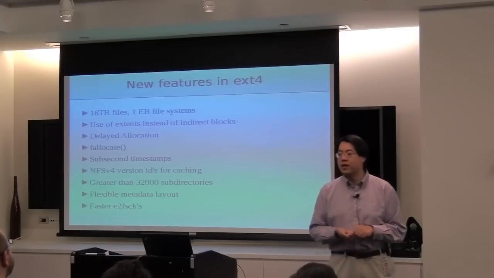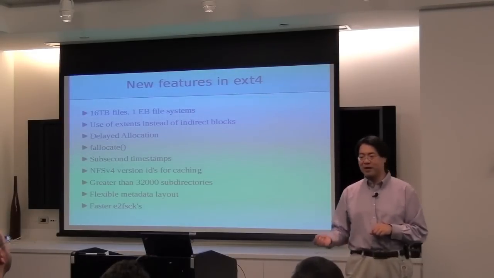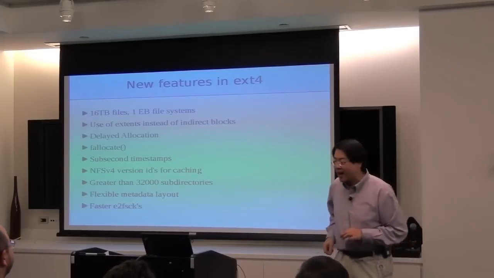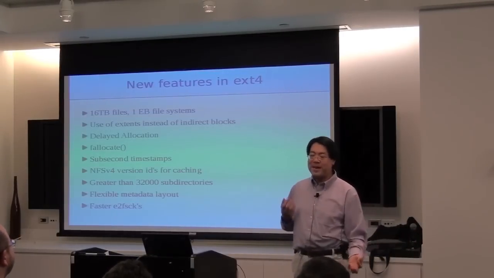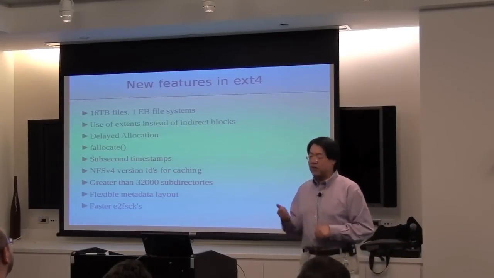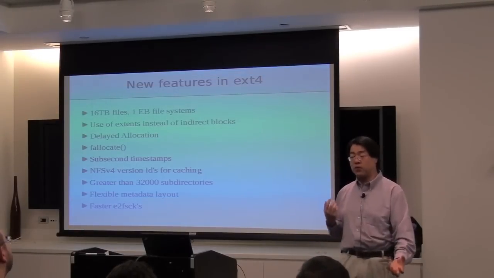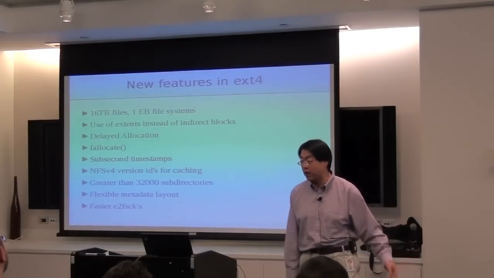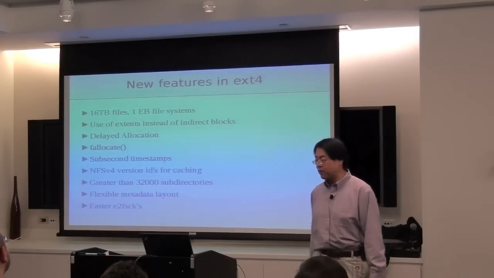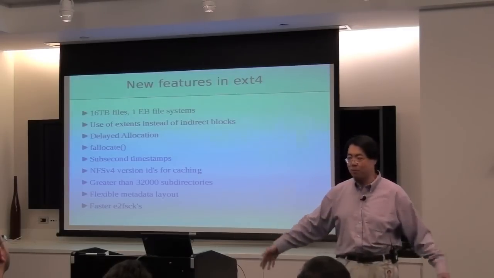Sub-second timestamps. Computers have gotten fast enough that you could actually run the C compiler in under a second. Maybe not a C++ compile, but C definitely. And so, if you wanted make not to get confused, sub-second timestamps became a good thing. We added space in the inode for NFSv4 version IDs, and that was needed so NFSv4 could do more intelligent caching on the client side. ext2 and ext3 had this really stupid limit of 32,000 subdirectories, and we basically busted that limit so you can actually have more directories than that.